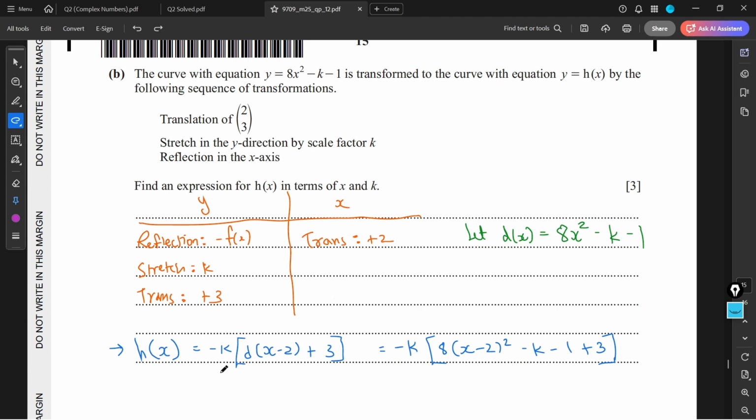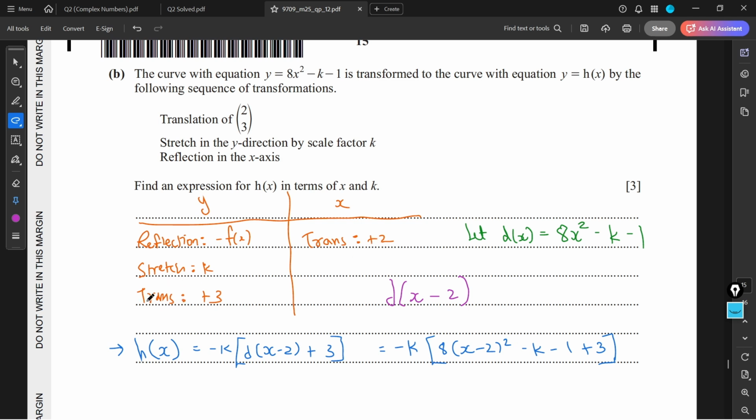So if I have to show you how I came to this conclusion that my h of x must be equal to this, let me show that to you. Initially I was starting with d of x. And then because I'm starting from the inside of the function, I'll start with the x. I have the translation of positive 2, which means that I have d of x minus 2. That is what it means that I have translated my graph towards the right-hand side.